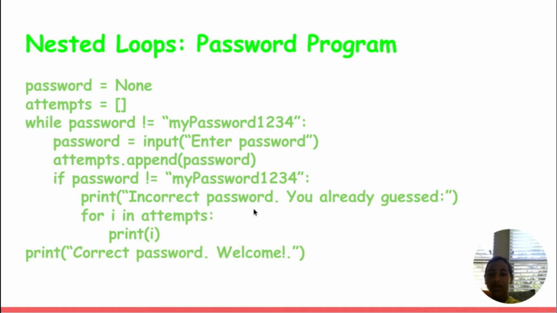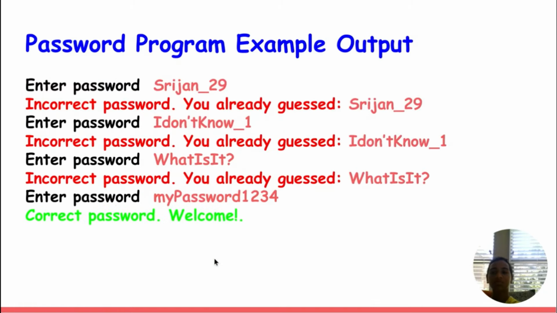Print incorrect password. You already guessed that. For i in attempts, print i. Print correct password. Welcome. Here's one. Enter password. This one. Incorrect password. You already guessed this. Enter password. I don't know. You already guessed this. My correct password. Welcome. So it keeps going until you get the right password.